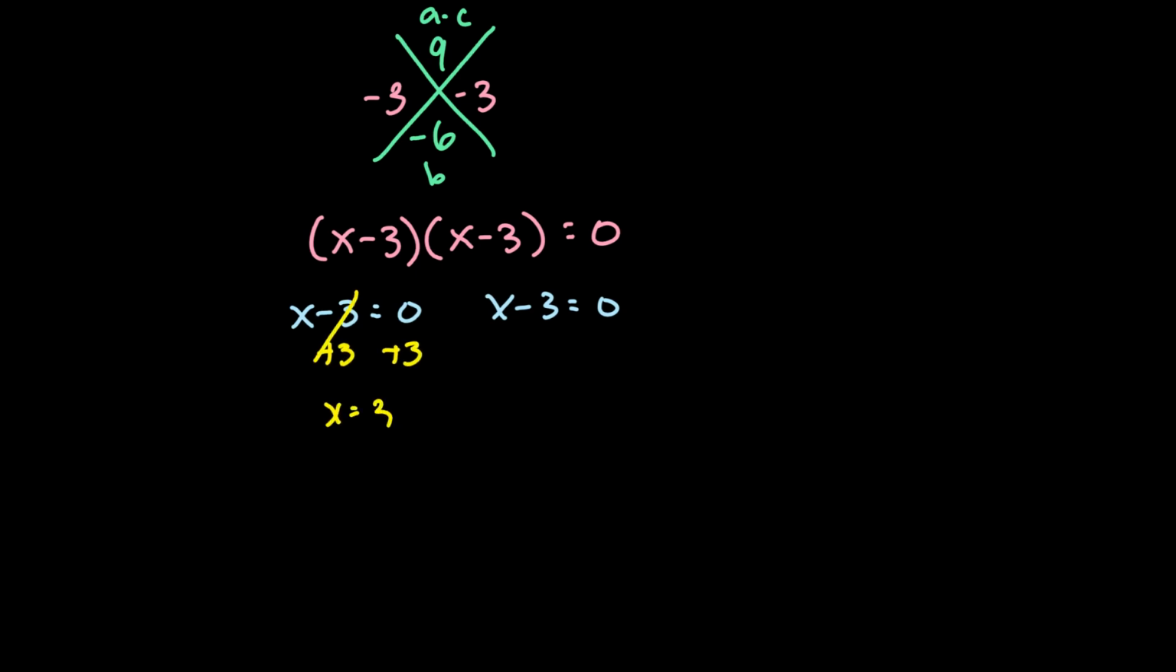X equals 3. And what do you notice? It's the same exact number. What does this mean? You're only going to have one solution. So once you recognize way up here in the x, we had -3 and -3, you should have recognized there's only going to be one solution. I really don't need that side. It's just x equals 3.